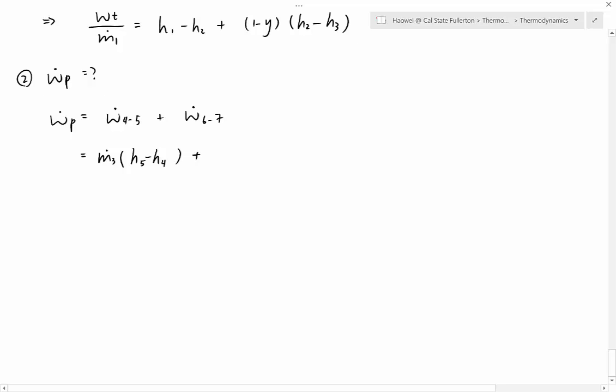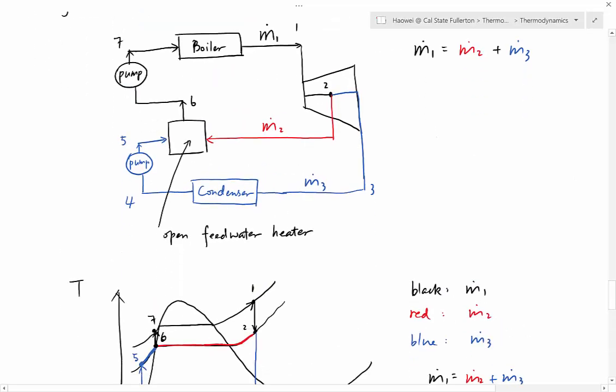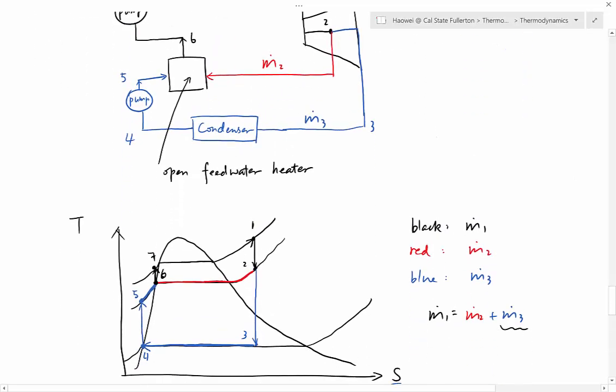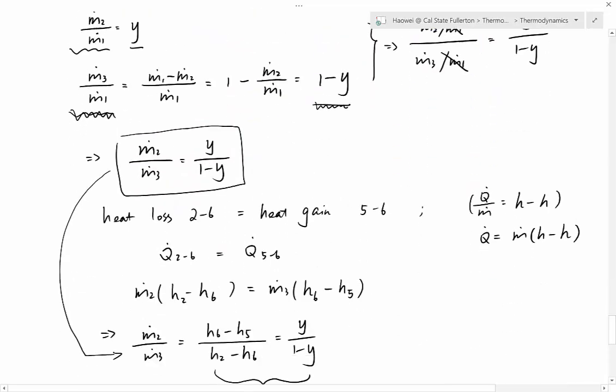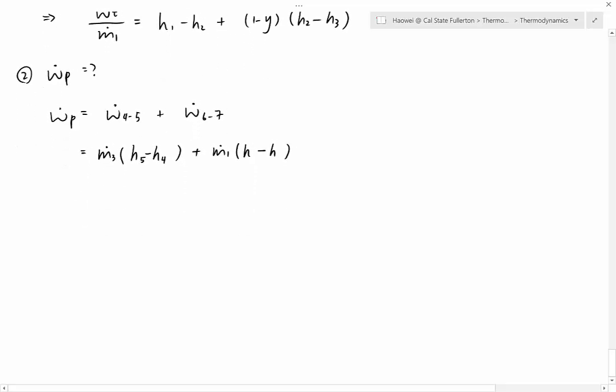Same thing. 6 to 7, what is the mass flow rate? 6 to 7 is color black, so the mass flow rate should be m dot 1. Multiplied by which one minus which? 6 to 7 is the pump. Again, that's where you add electricity, add energy into the system. So you must have more energy at the end. So you should use H7 minus H6.